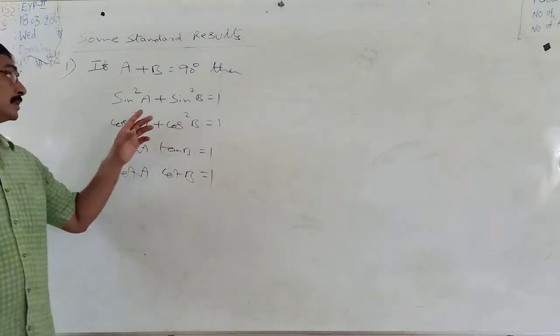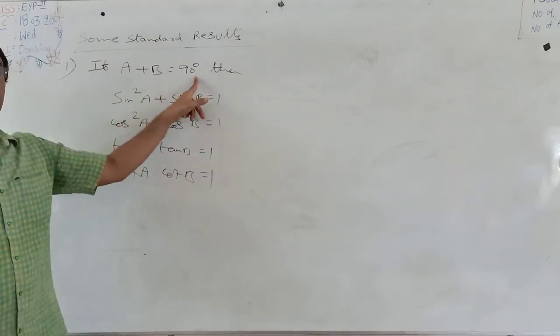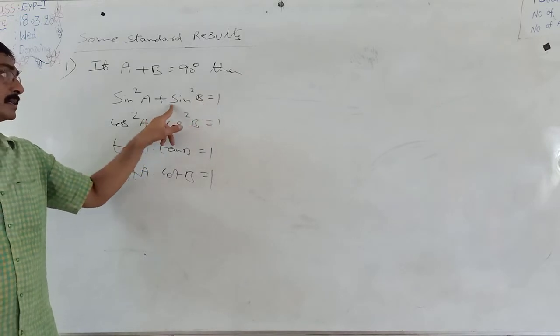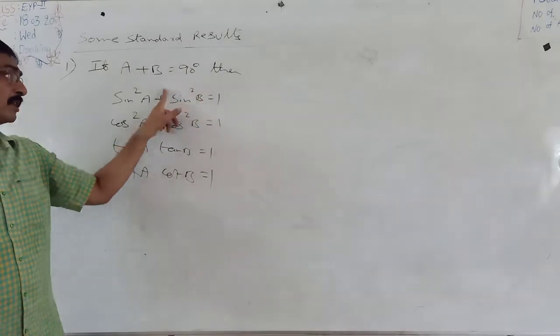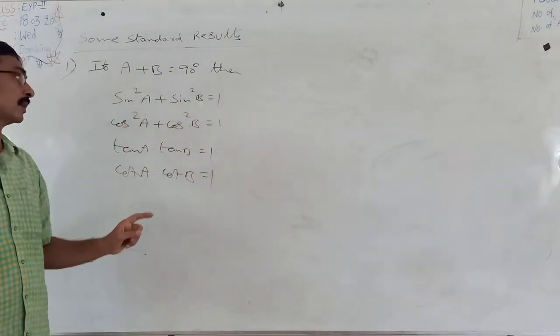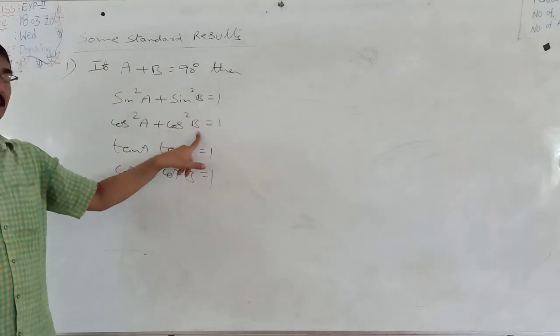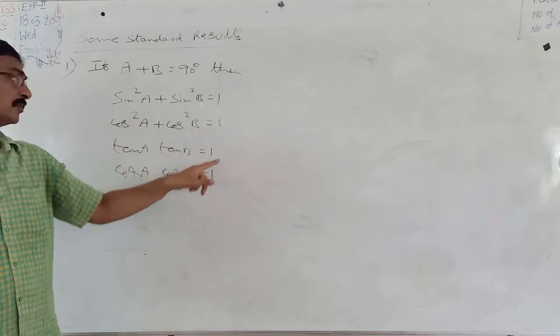See, proof easy. A plus b is 90 degrees, so b is 90 degrees minus a. If we replace b with 90 minus a, sin of 90 minus a is cos a. Thus, this one becomes cos square a. Sin square a plus cos square a equal to 1. Same, if b is 90 minus a, cos of 90 minus a is sin a. Therefore, cos square a plus sin square a is 1.